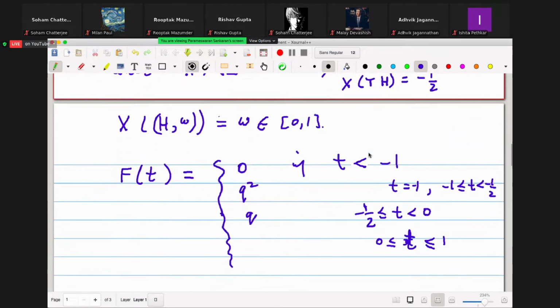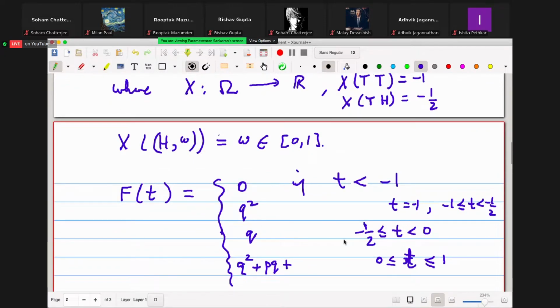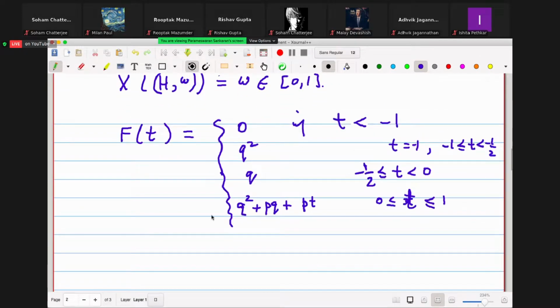So I write that q square plus, I write pq, which I already added up till here. And then plus this one, p times t. It's not just t, it's p times t. And which you may simplify. So I should strictly speaking do it in the next step, but I squeeze it in. So this is q plus pt. And of course, for 1 less than or equal to t less than infinity, it remains the same, it's again 1.